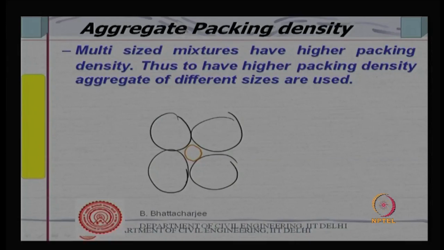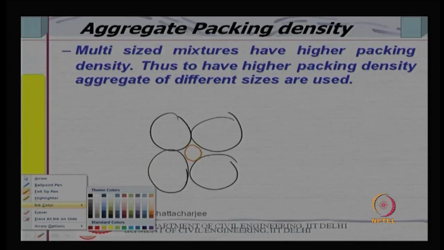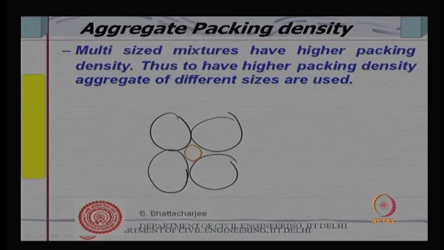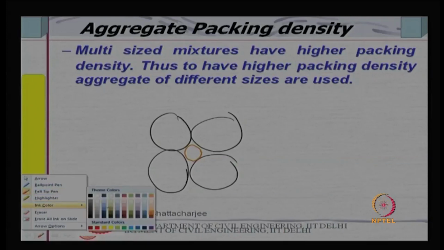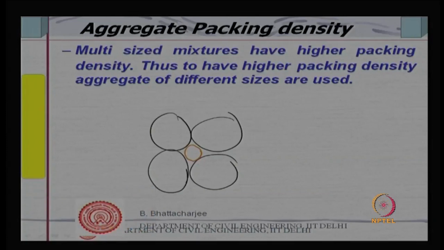In that case, the packing density of the aggregate will be reduced. And let me then put still another aggregate somewhere there, still finer, I can put in a very fine one, still finer somewhere there. So, you can see if I use more than one size, multi-size mixtures have higher packing density. Now, the solids are more, the voids have become less. Thus, to have higher packing density, aggregates of different sizes are used.